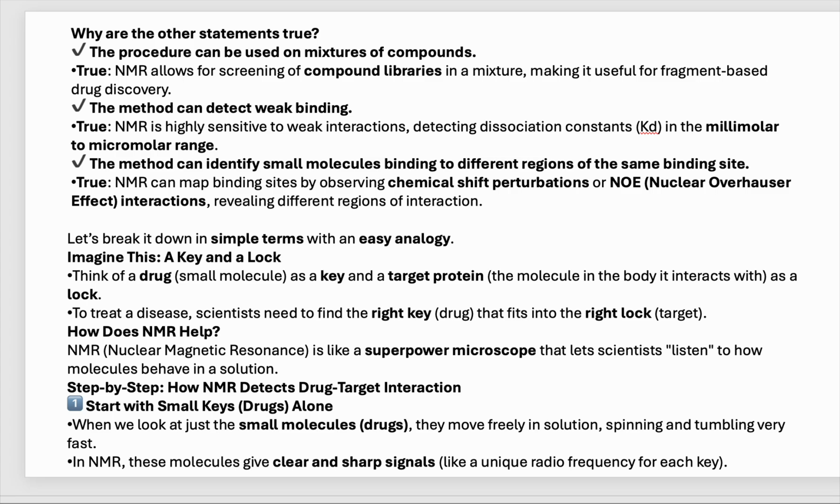So why are the other three true? The first one, the procedure can be used on mixture of compounds. That's true, because you know they actually do this.